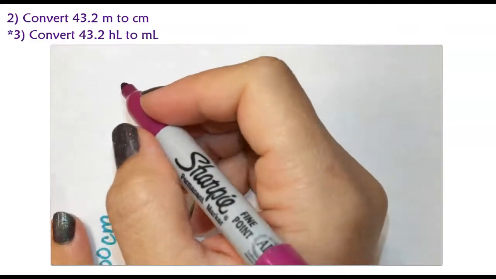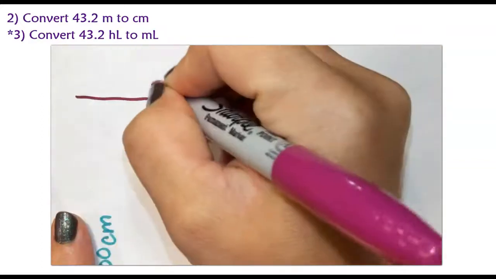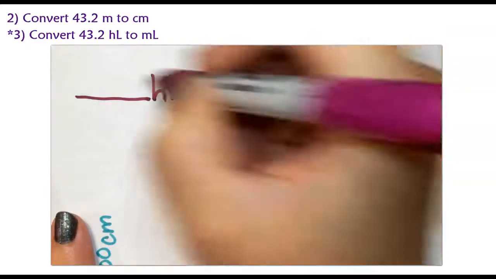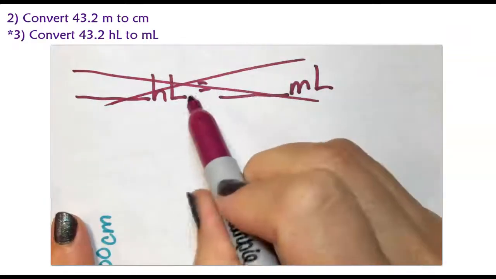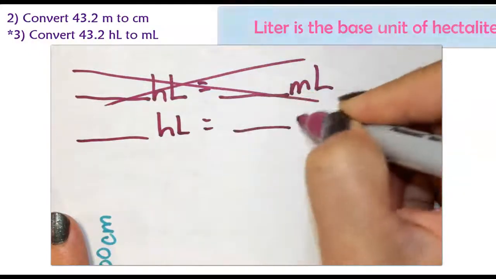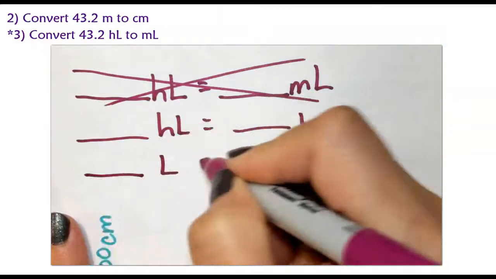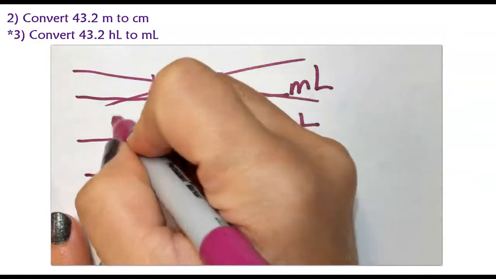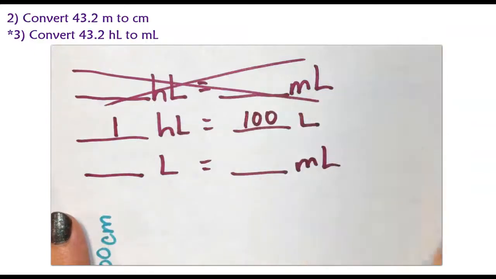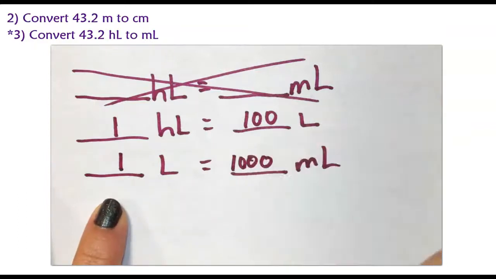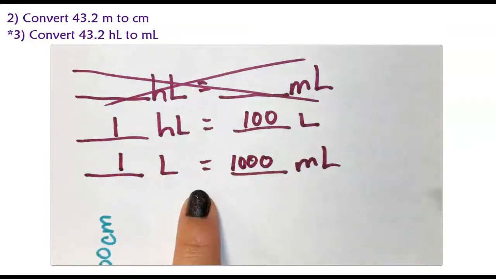And then finally, number 3 is a little bit more challenging. We have hectoliters to milliliters. We don't know a conversion directly between hectoliter and milliliter. Can't do it. So we have to go through the base unit. So first, we need to know what is hectoliter to liter, and then we need to know liters to milliliter. So hecta is bigger than liter, so it's 1, and then this is going to be 100. Liter is bigger than milli, so it's going to be 1, and milli is going to be 1,000.